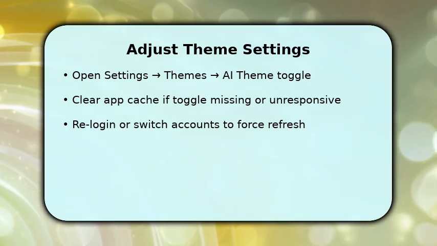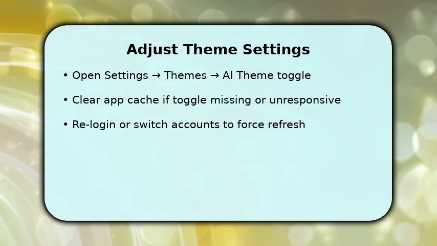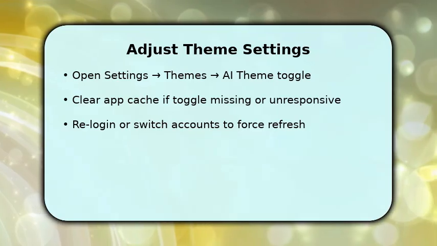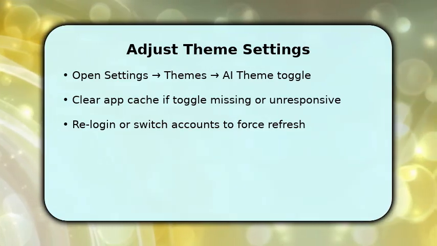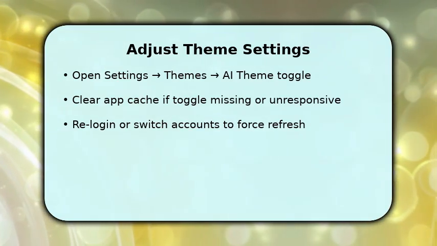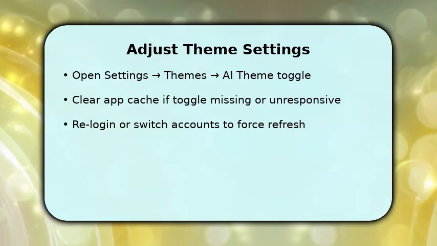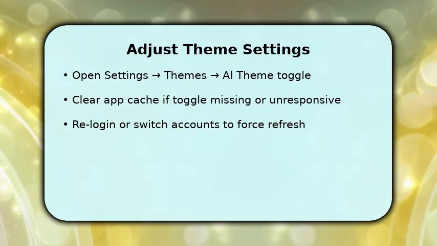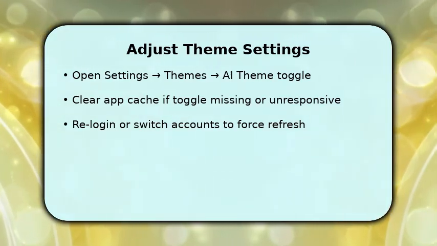Make sure to also try switching accounts briefly. That forces a settings refresh and can trigger feature availability. These steps fix most in-app configuration problems by rebuilding local state. Finish by customizing and saving your AI theme choices so they apply across chats.